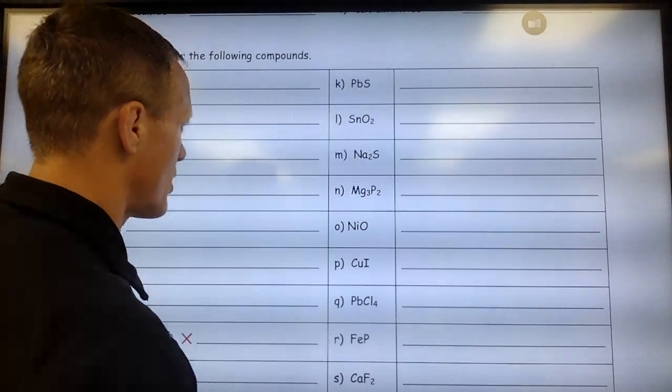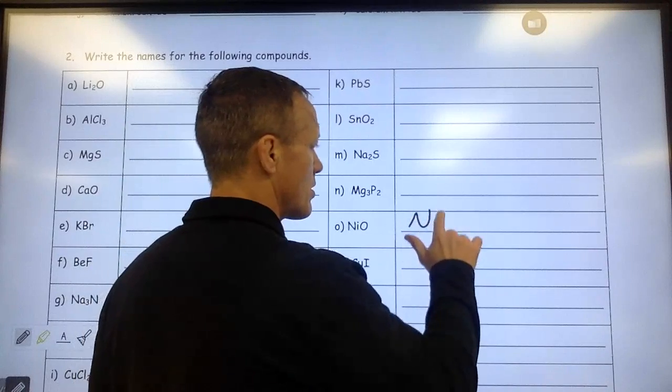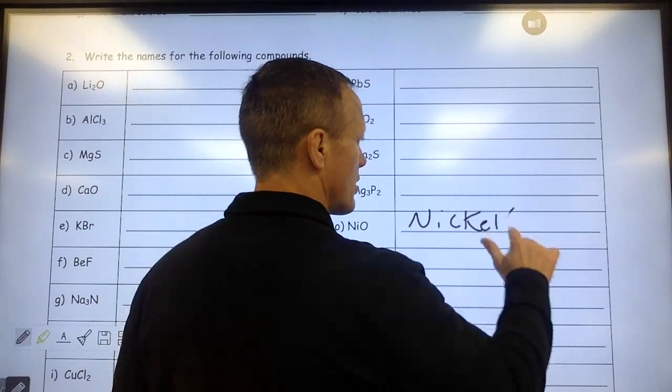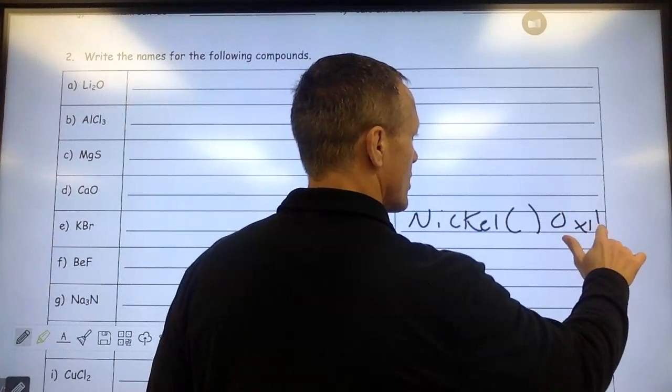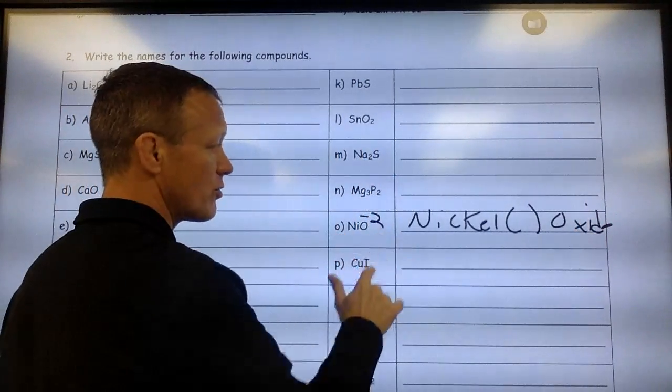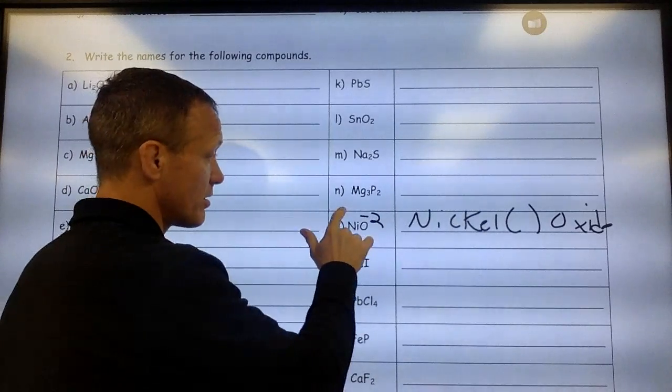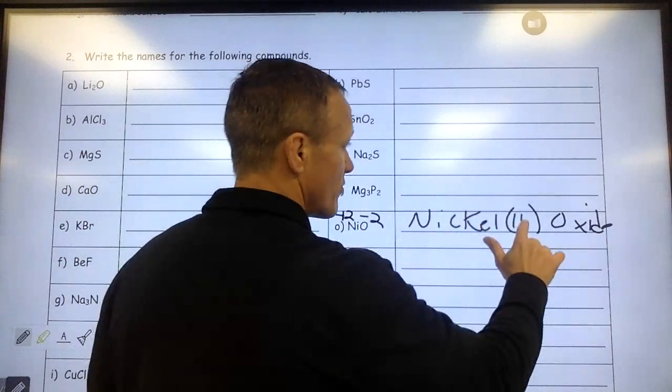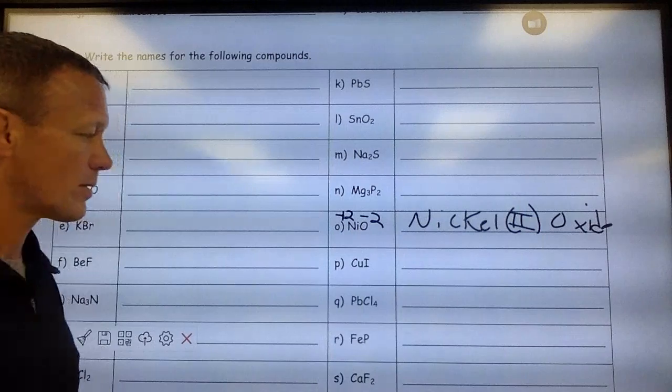I'll do a couple more of those. Nickel oxide. So again, we look up the charge on oxygen. Oxygen is a -2. There's only one of them. That means nickel must be a +2, so Roman numeral is a 2.